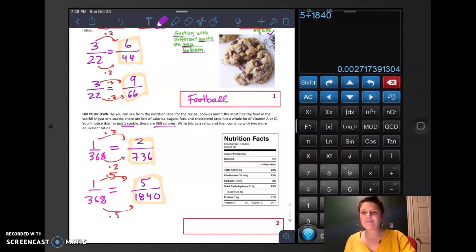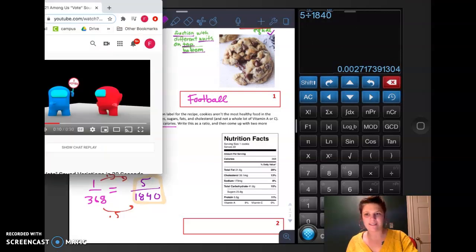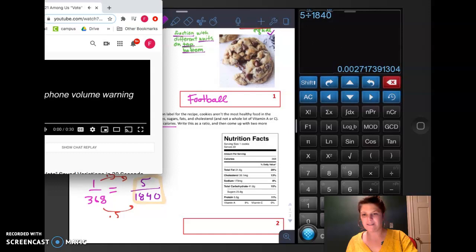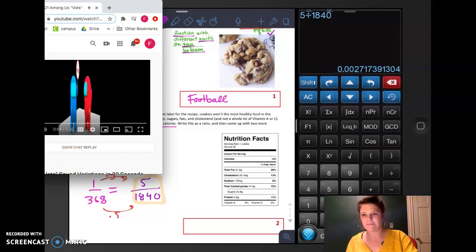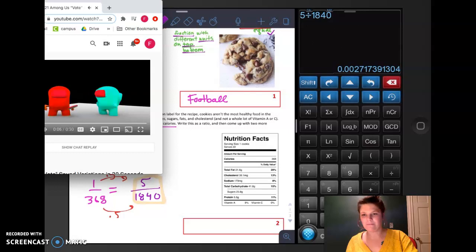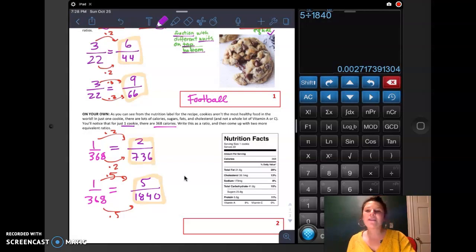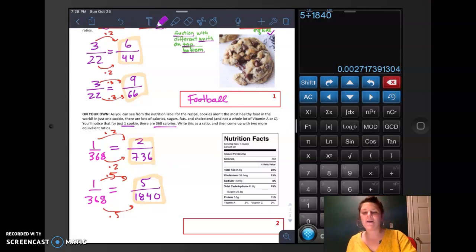All right, so I'm going to do the sound effect again. See if you can guess what the next word is. All right, so I know you can see the little thing going on in the corner, but if it's an Among Us vote sound, that means our secret word is vote.